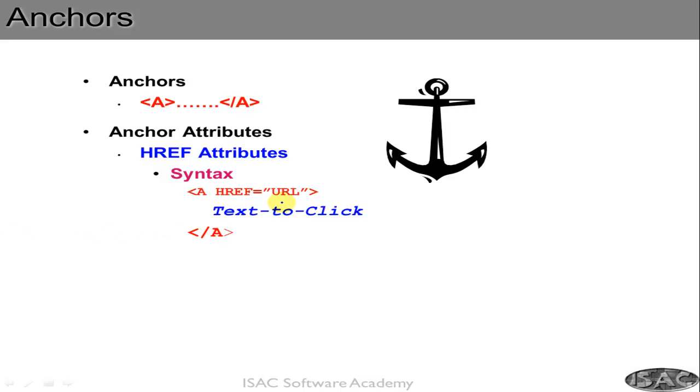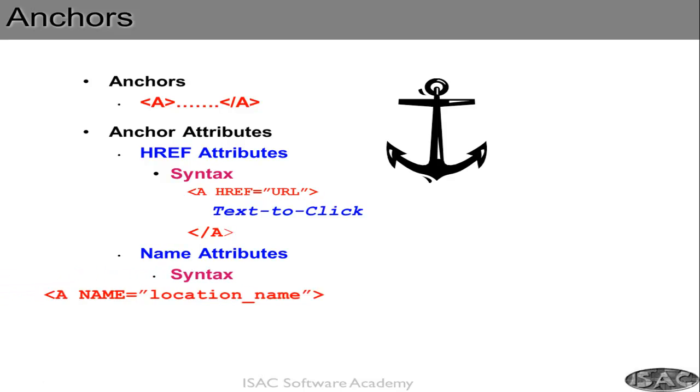Now the way you write it is a href equals URL, text to click, and then there is a name attribute. This is used to declare a position where the link will go inside the same page. If we are going from one page to another page using HTTP, then you don't need to define the name attribute. But if you are going from one point to another point inside the same page, then you have to declare name attributes. And how do you declare name attributes? Simple, anchor name equals location name.